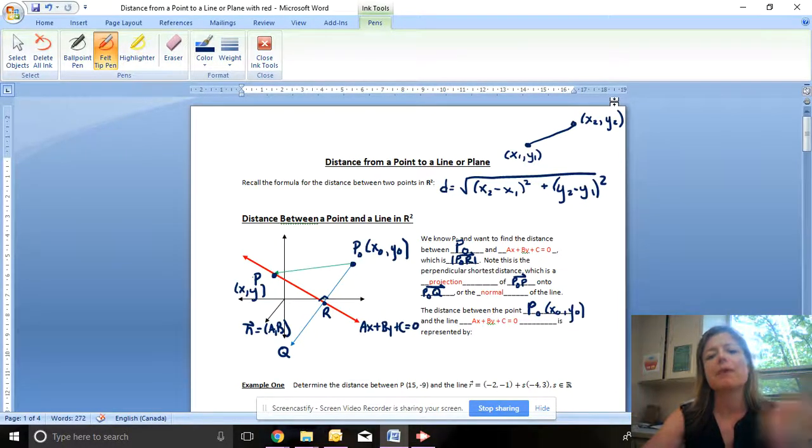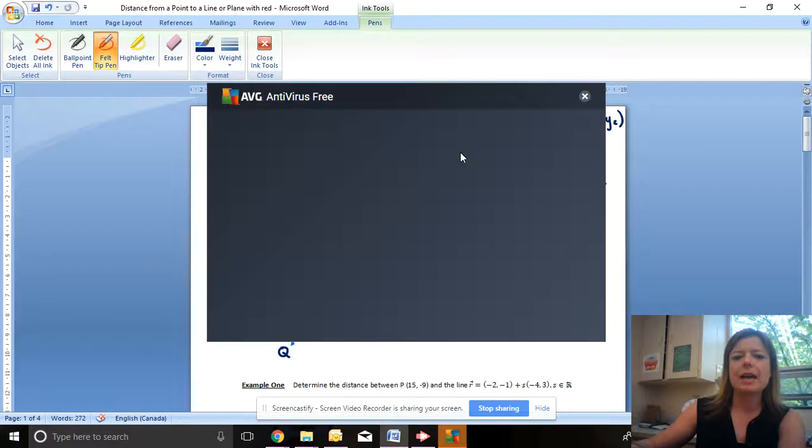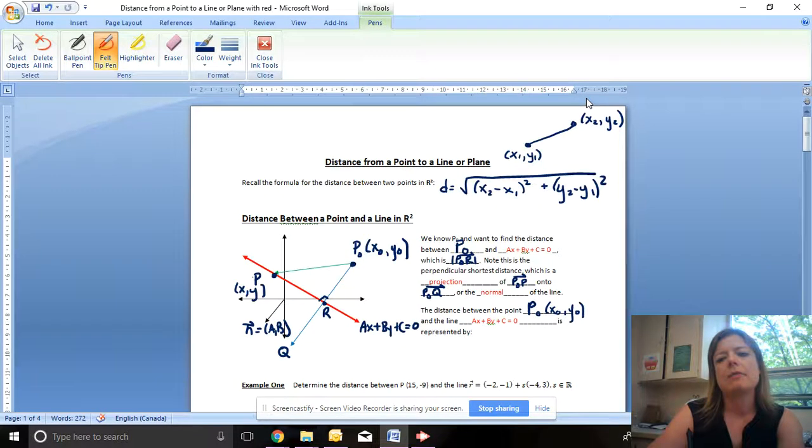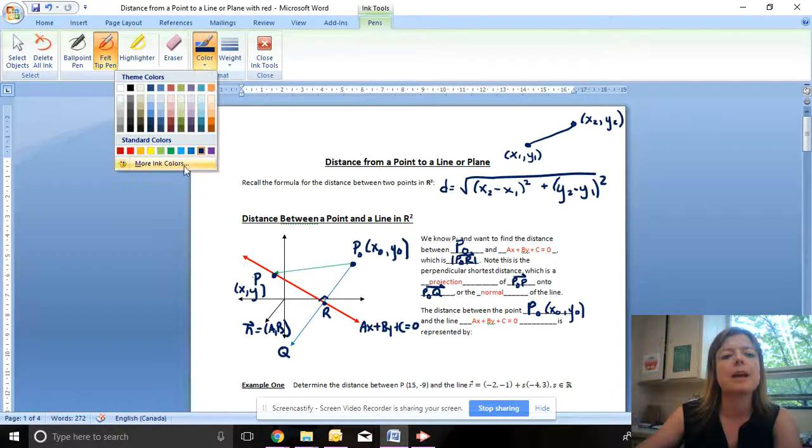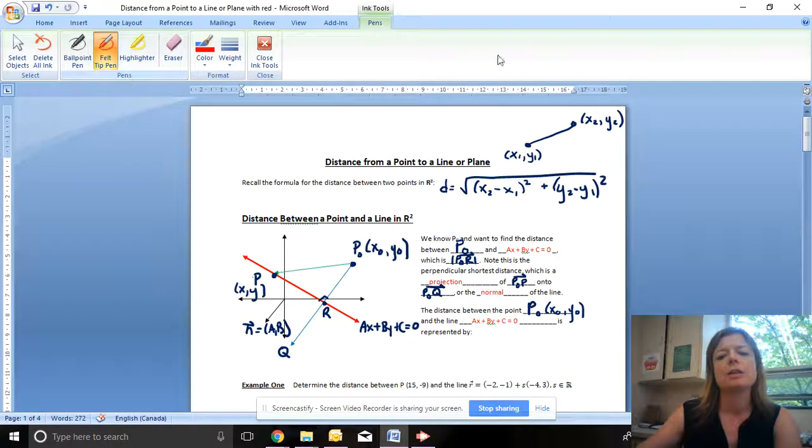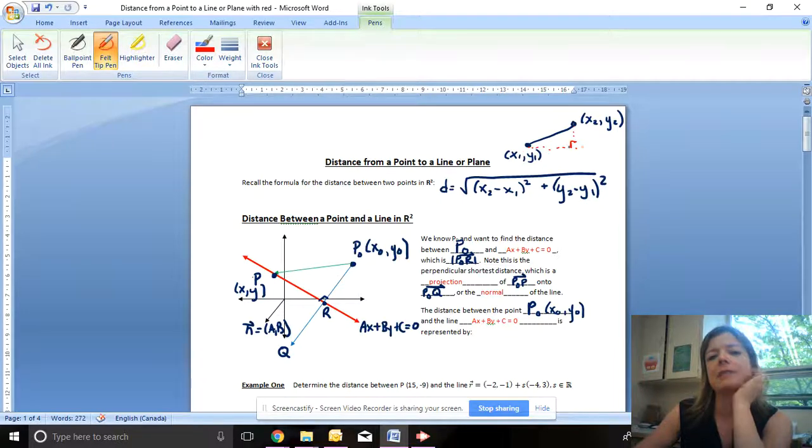Okay, so first, before we even get started, let's recall the formula for distance between 2 points in R2. We learned this back in grade 10. Basically, we used an alternative form of the Pythagorean theorem. If you have a point (x1, y1) and a point (x2, y2), the distance between them can be seen as the hypotenuse of a right-angled triangle, where one side is the distance between the x values and the other is the distance between the y values.